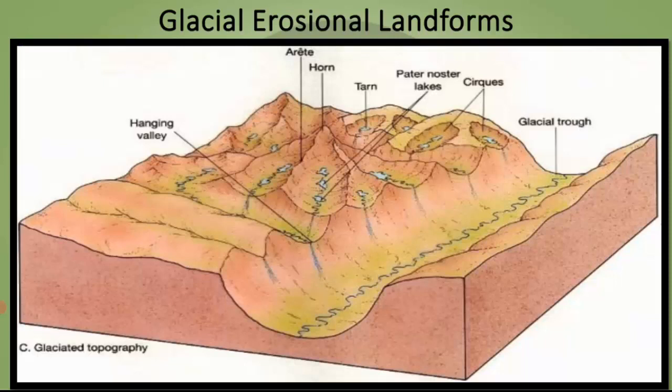Now, what are the glacial erosional landforms? First, we will see about cirques. These are hollow basins cut into a mountain ridge. They have steep-sided slopes on three sides, an open end on one side, and a flat bottom. When the ice melts, the cirque may develop into a tarn lake and this may result in glacial lake flooding.